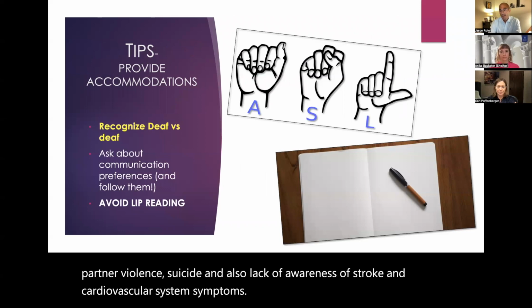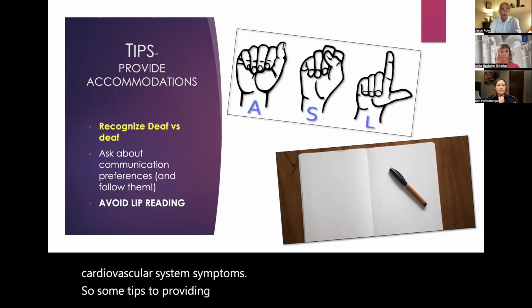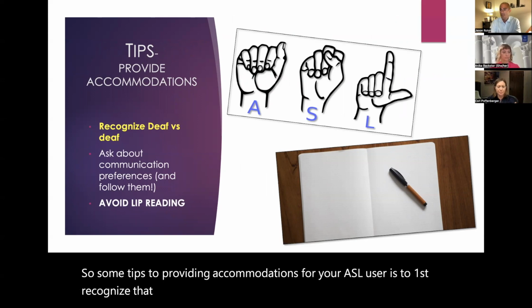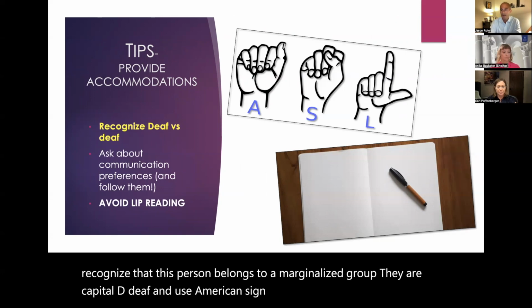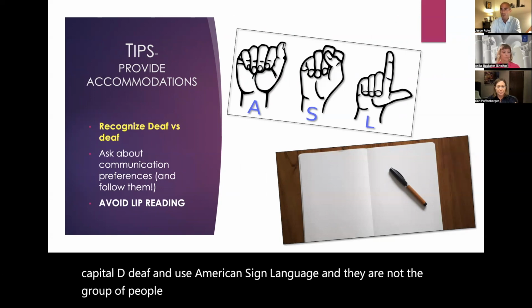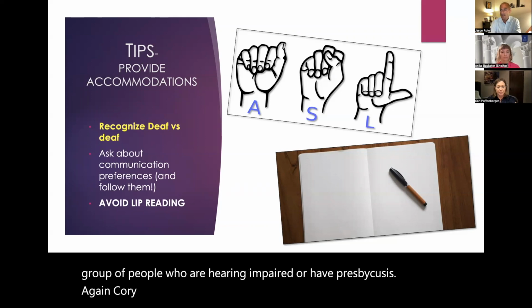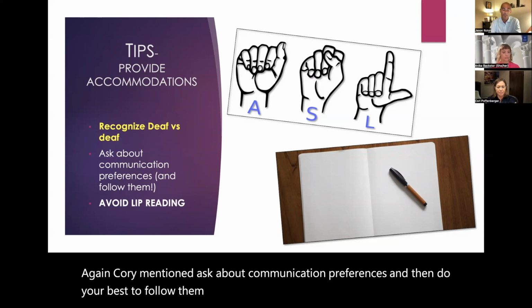So some tips to providing accommodations for your ASL user is to first recognize that this person belongs to a marginalized group. They are capital D deaf and use American Sign Language, and they are not the group of people who are hearing impaired or have presbycusis. Again, like Corey mentioned, ask about communication preferences and then do your best to follow them and provide those accommodations. And by all means, please try to avoid lip reading.